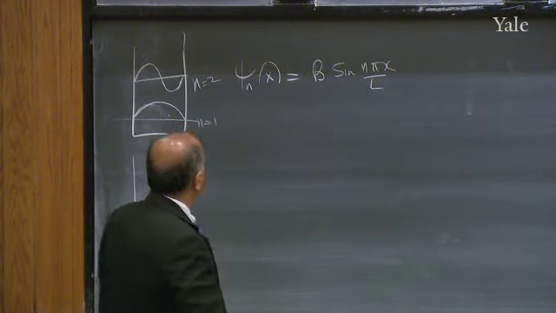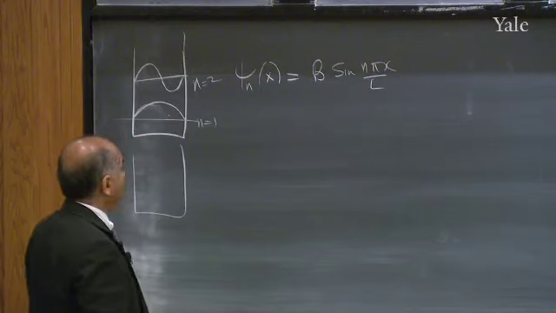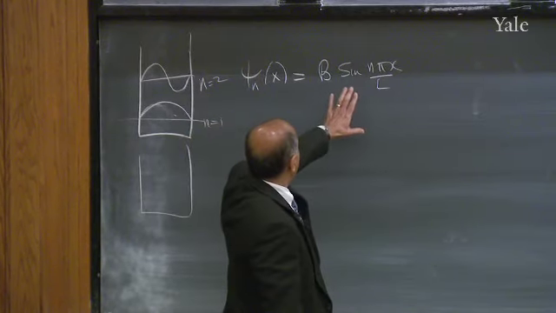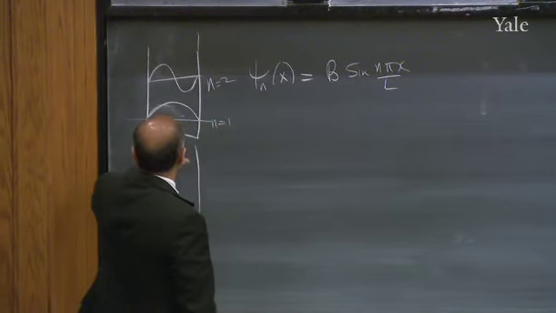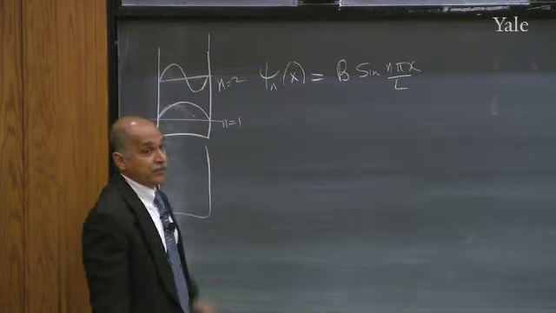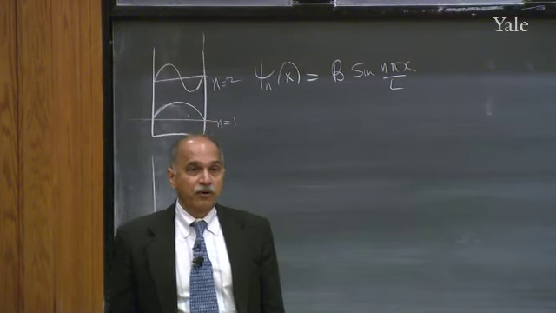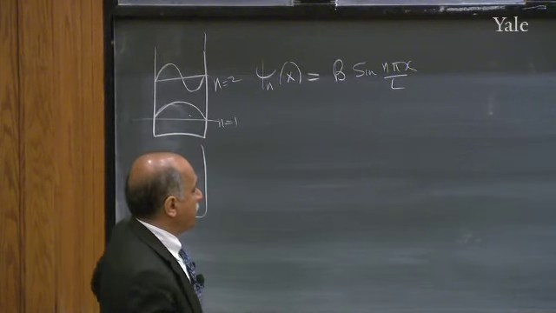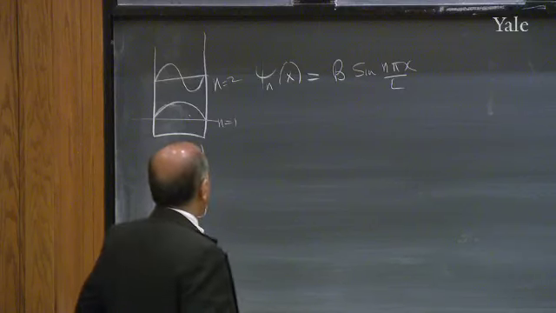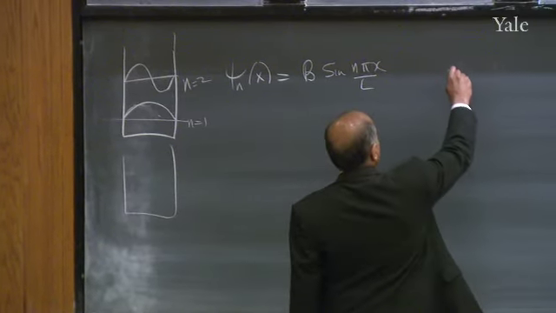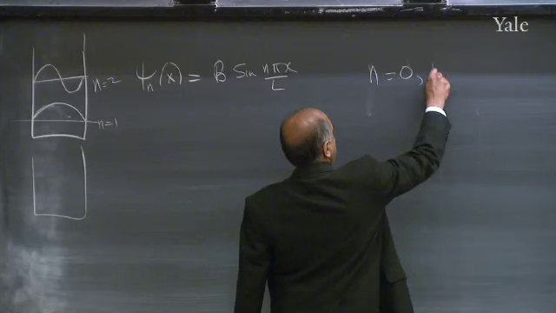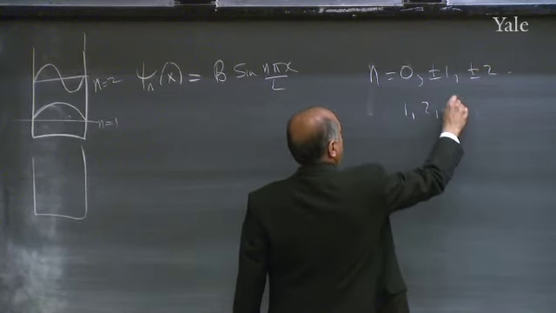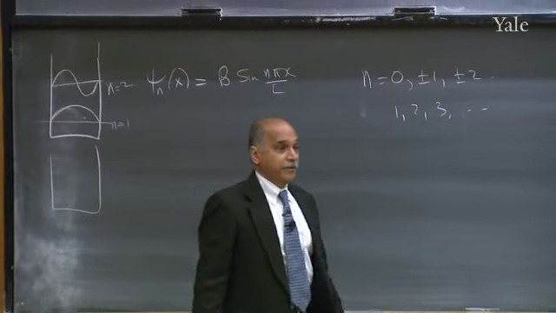That means if you want a particle in the well to have a definite energy, the wave function must look like one of these sine functions. It must look like this, or it must look like that, or the higher harmonics. They are the only allowed functions for states of definite energy. Now, the allowed values of n here, you might think are 0, plus or minus 1, plus or minus 2, etc. But I claim they're just 1, 2, 3, and so on. You should think about why.